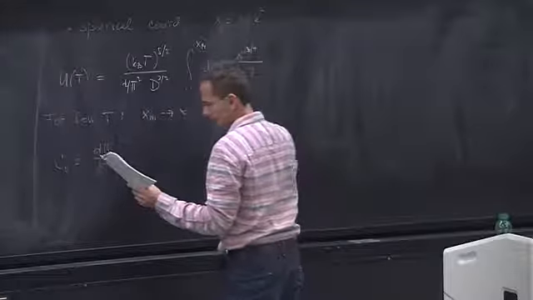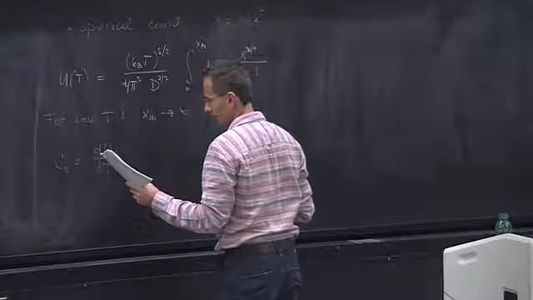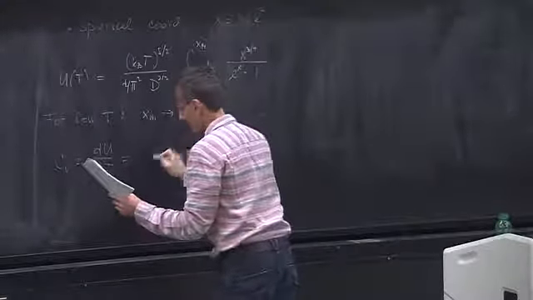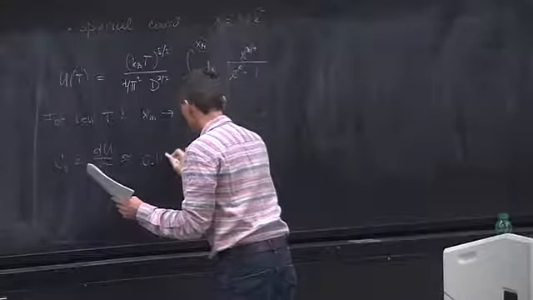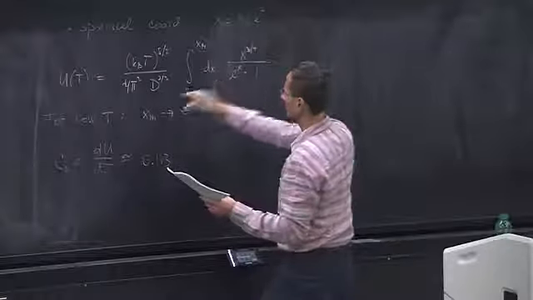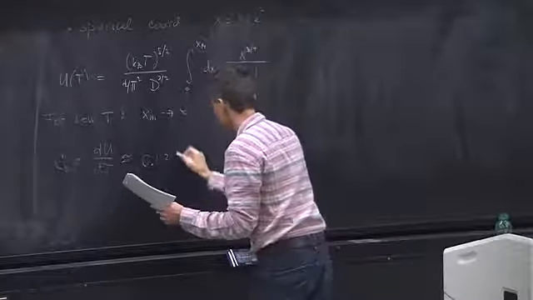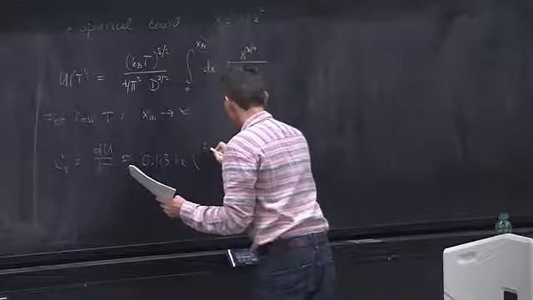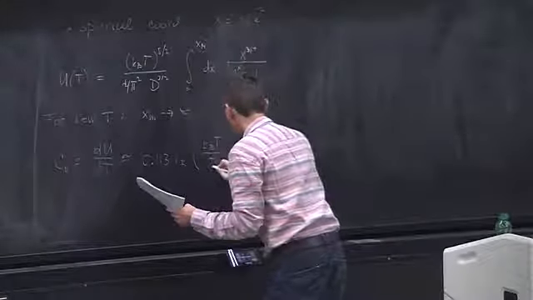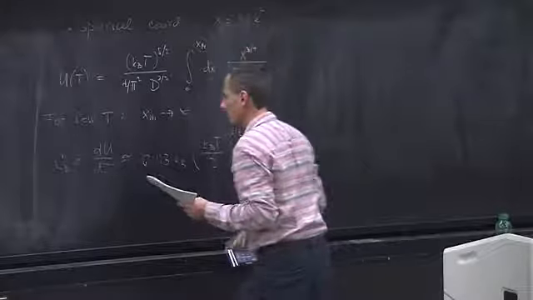When you evaluate this integral and put everything together, it becomes something like this. Again, to leading order, it's 0.113, that's just the value of this integral and all the pi's and everything, times kB times (kBT divided by D) to the power 3/2.